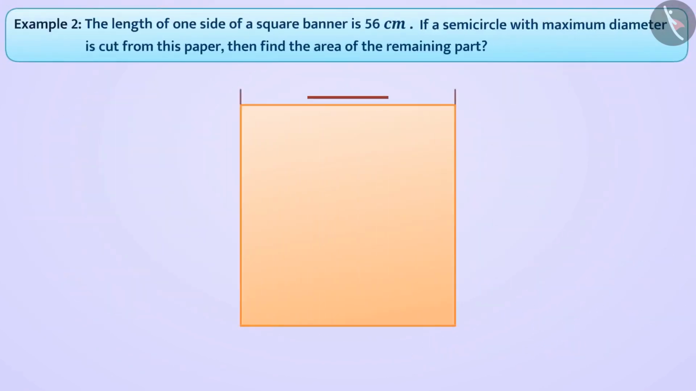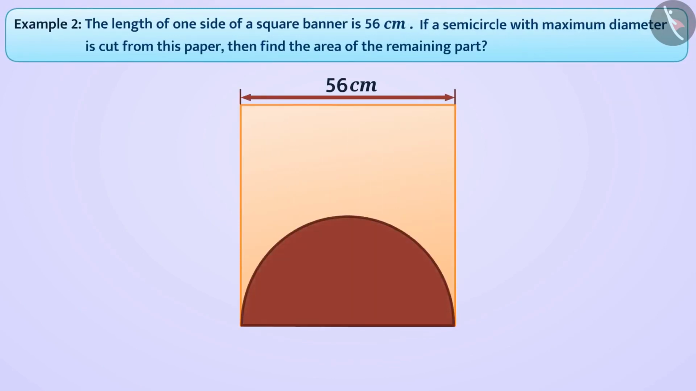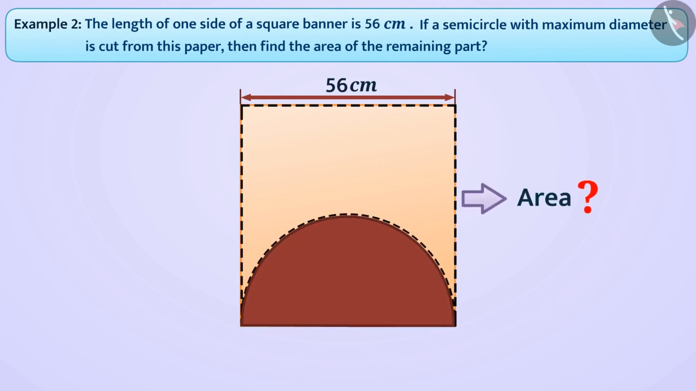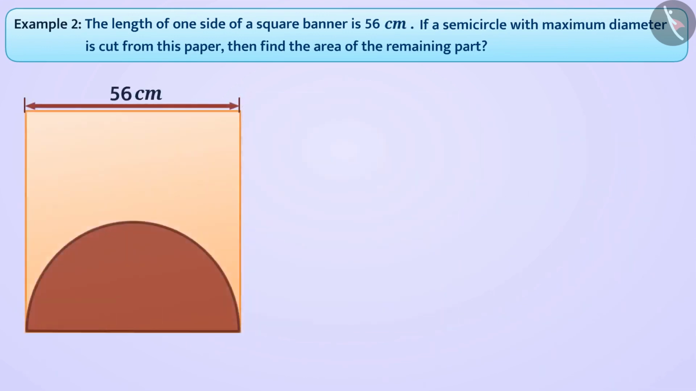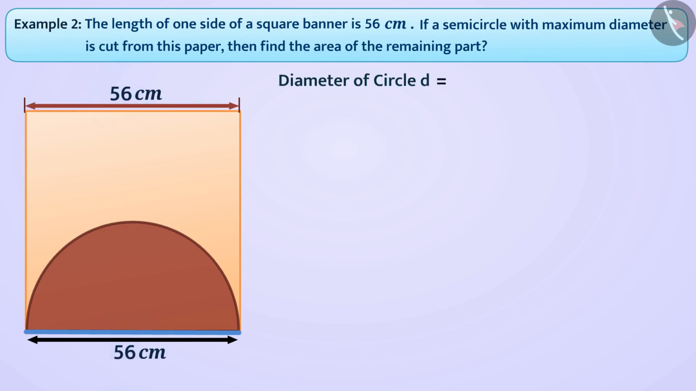Next example. The length of one side of a square banner is 56 cm. If a semicircle with maximum diameter is cut from this paper, then find the area of the remaining part. A semicircle with maximum diameter in a square is possible only when the length of the diameter of the semicircle and the length of the side of the square are equal. Therefore, here the diameter of the circle will be d is equal to 56 cm. In this way, the radius r will be half of the diameter, that is 28 cm.